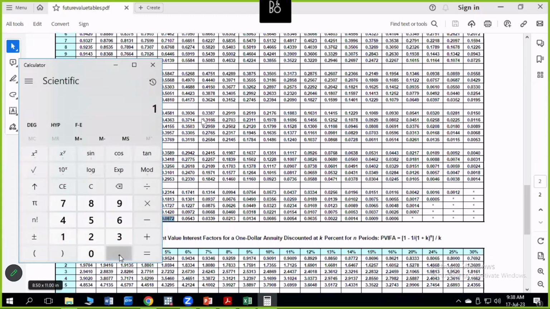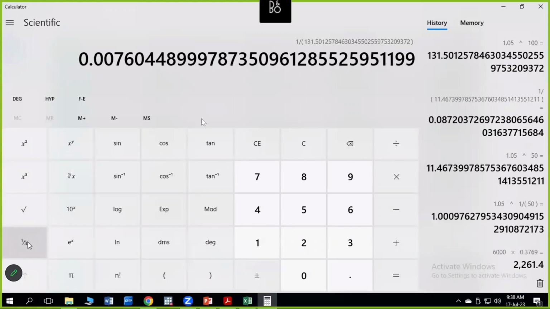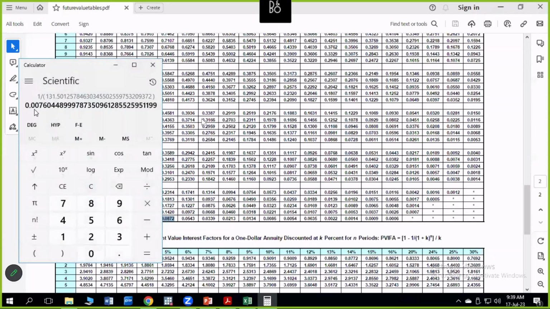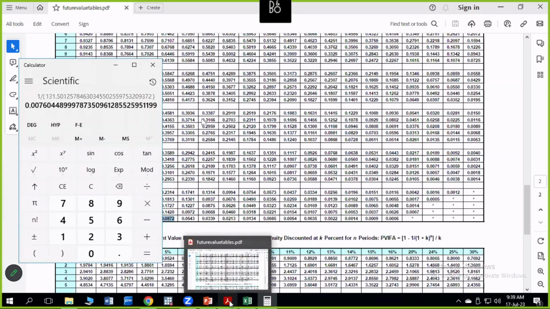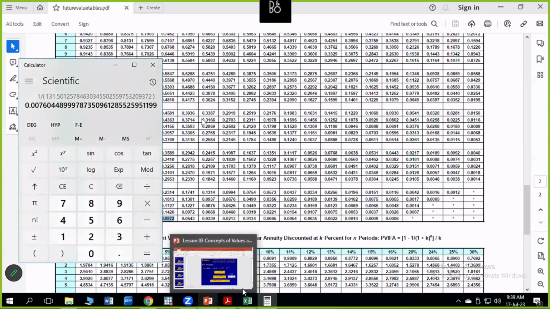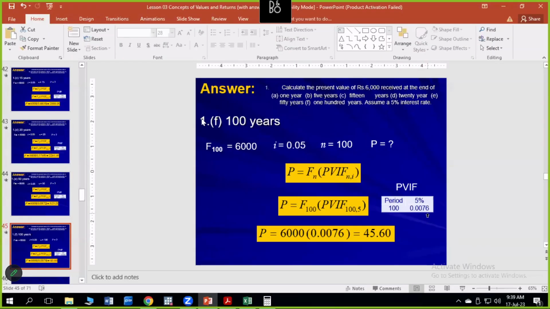Take the y to the power x function and substitute the 100. You can get this value. And if you divide 1 by this value, you obtain the present value interest factor, which is 0.0076.